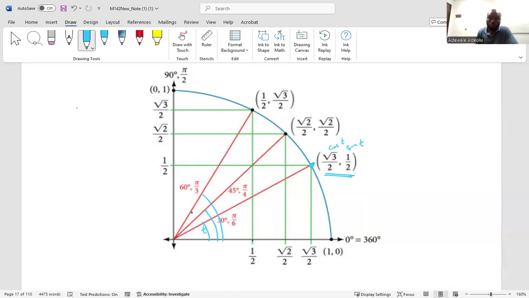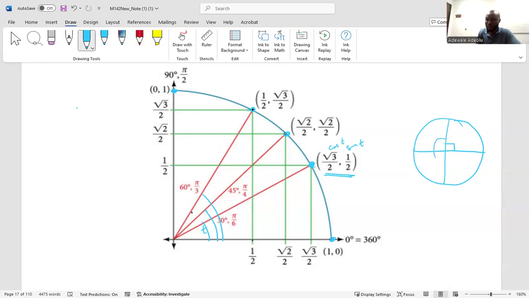So we will be using this idea, this point, this, and this. 1, 2, 3, 4, 5. These 5 angles will enable us to talk about all the angles in the unit circle, although we only find all the angles in the first quadrant.